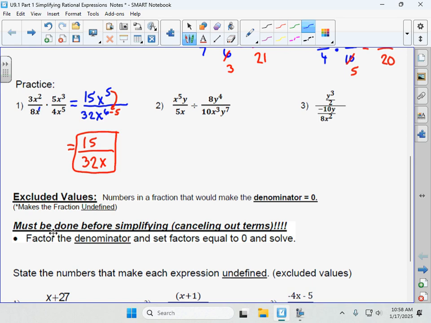All right, number 2, again, we have a division just like above, and so we want to keep the left side fraction the way it is. We're going to change to a multiplication and flip the right side fraction. All right, so 10x to the 3rd y7 over 8y4.